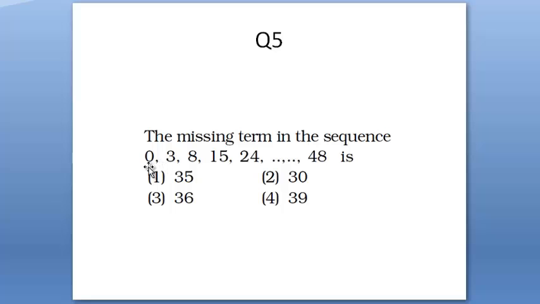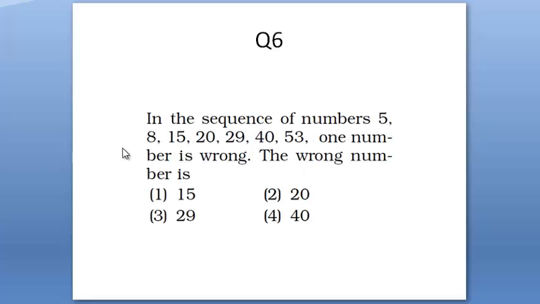The missing term in the sequence: 0, 3, 8, 15, 24, 48. Let's take a closer look to see if there's any pattern. You add 3, you add 5, you add 7, you add 9, and obviously the next step would be to add 11. So the answer is 35. Simple question.